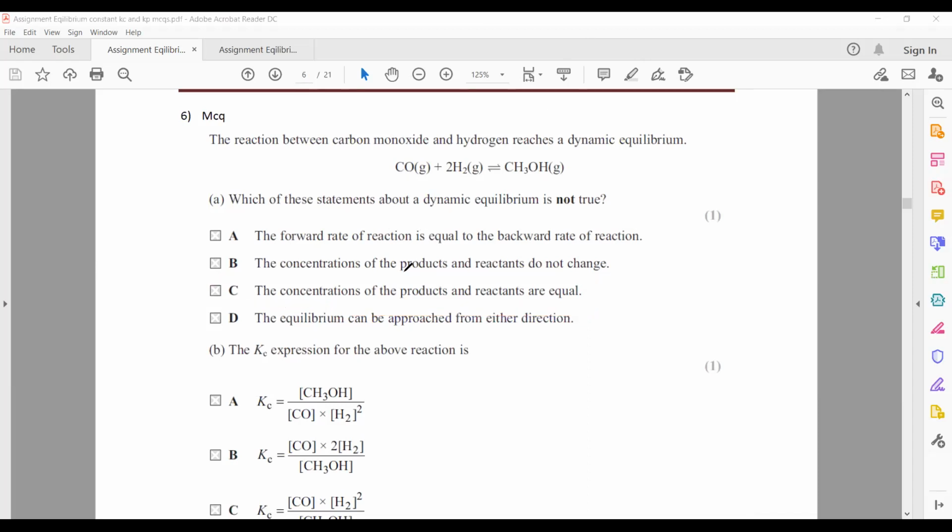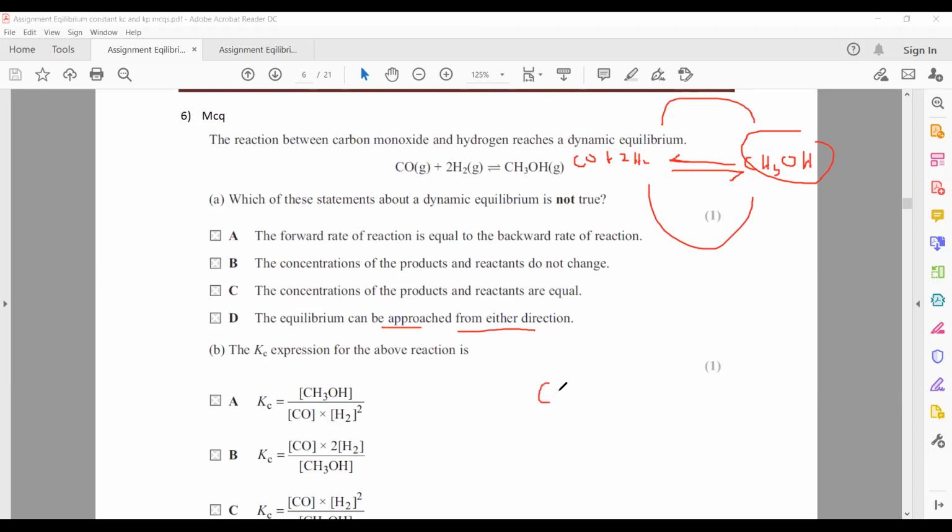Statement D means equilibrium can be approached from either direction. What does it mean? For example, if I originally have methanol, the methanol can form carbon monoxide and hydrogen, and there will be a stage when we reach equilibrium. So if I start with methanol, I will get carbon monoxide and hydrogen, and a time will come when the rate of the forward and the backward reaction will be the same, so I will reach equilibrium.